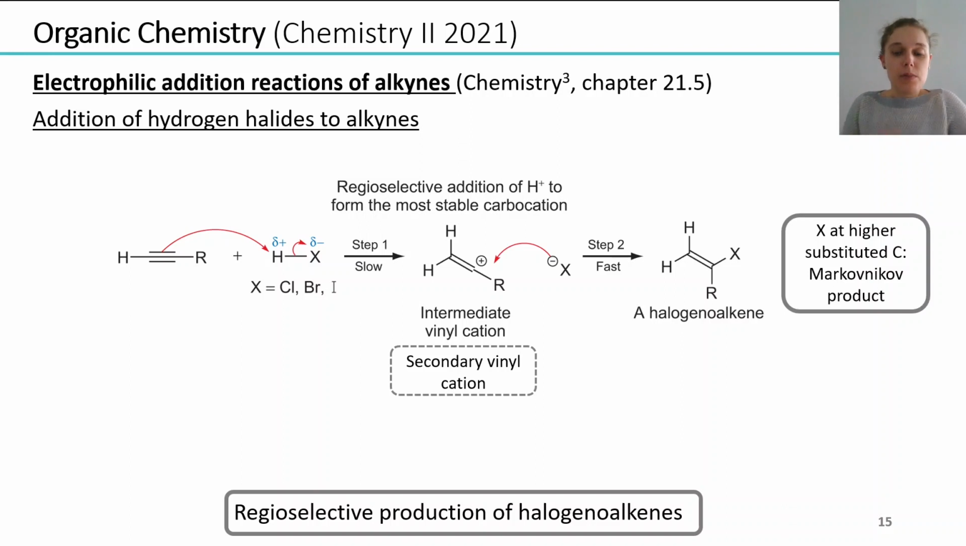If we now compare the addition of hydrogen halides to a carbon-carbon double bond and a carbon-carbon triple bond, then it might be surprising that the addition to a carbon-carbon triple bond is slower than the addition to a carbon-carbon double bond. Also, we know that a carbon-carbon triple bond is more electron-rich compared to the carbon-carbon double bond. Now you might wonder, why is this the case?